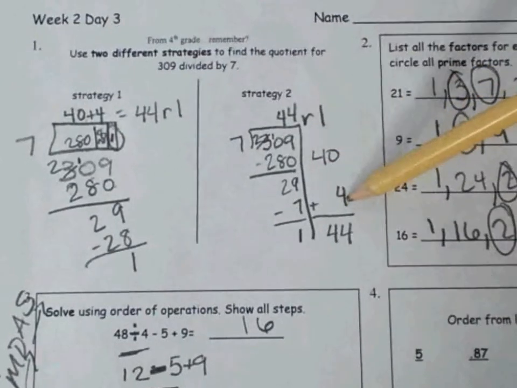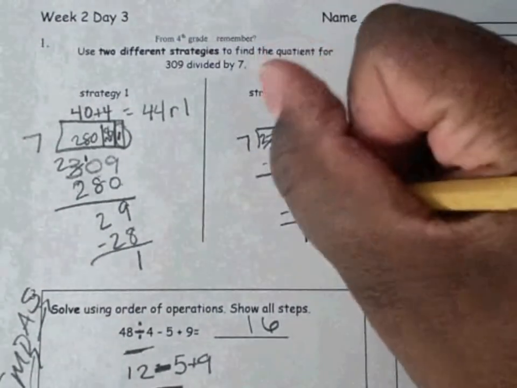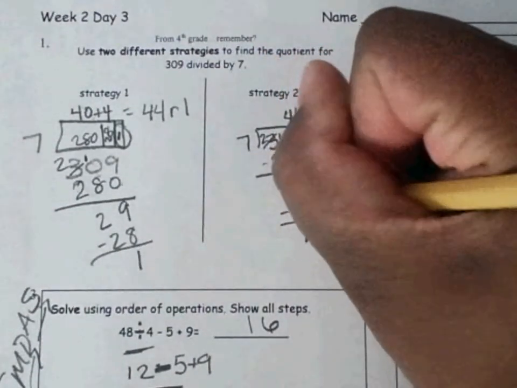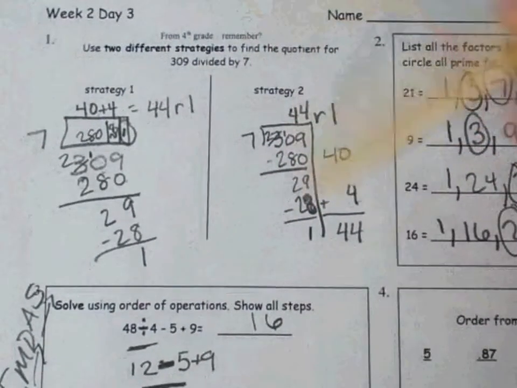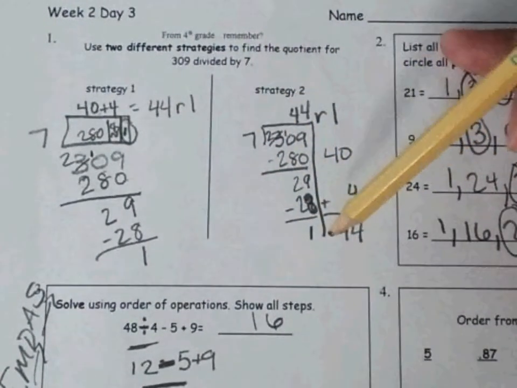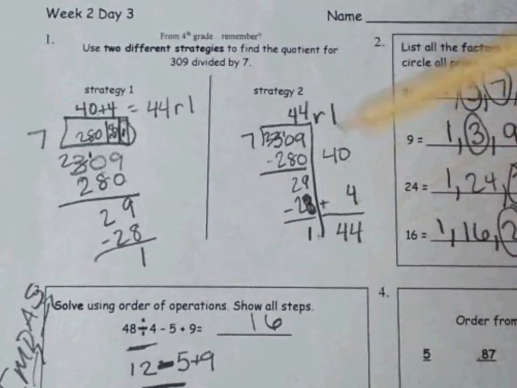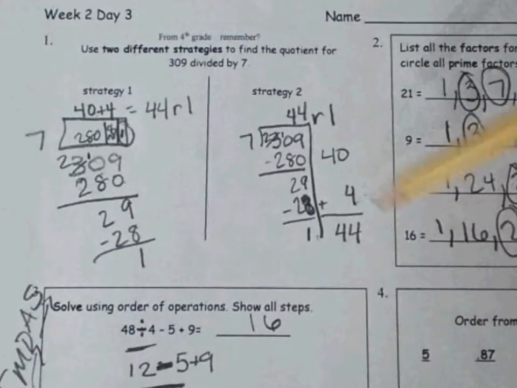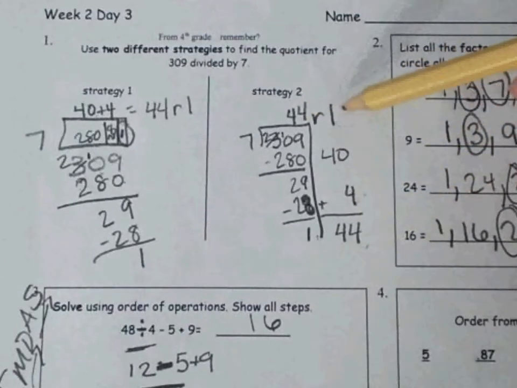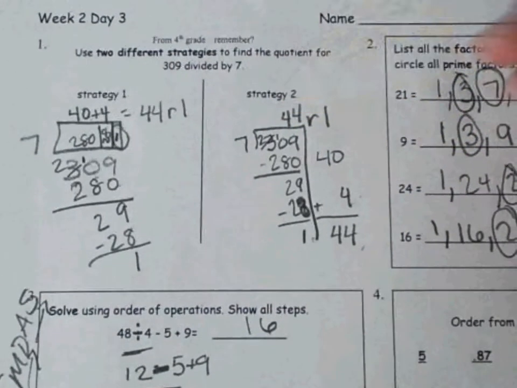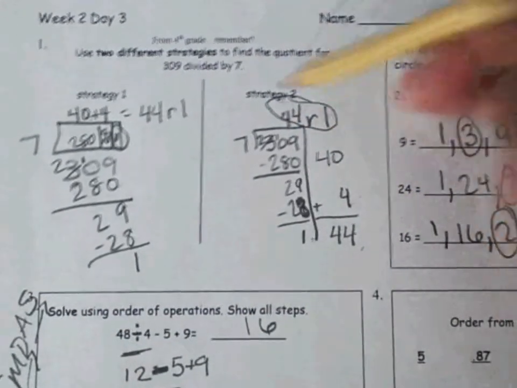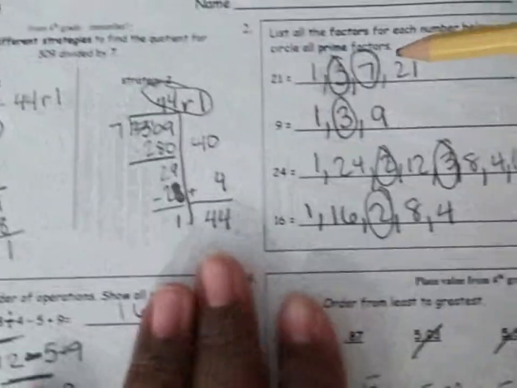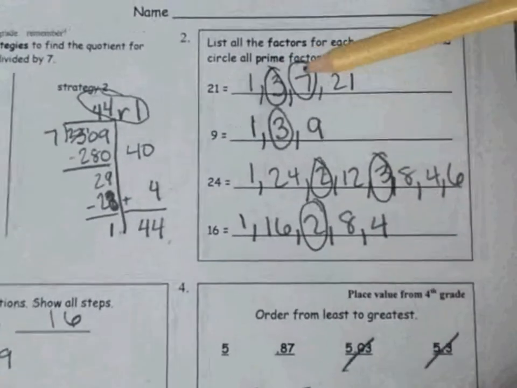Again, I can multiply 7 times 4, and that gives me, I did something wrong there, 28. There we go. That gives me 28, and when I subtract, my remainder is 1. So I add up my partial quotients, which is 40 and 4, which gives me 44, and my remainder is 1. So I just rewrite it up at the top: 44, remainder 1.